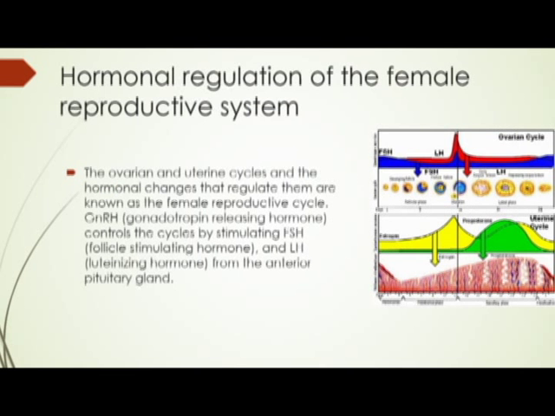Hormonal regulation of the female reproductive system. The ovarian and the uterine cycles and the hormonal changes that regulate them are known as the female reproductive cycle. GnRH, gonadotropin releasing hormone, controls the cycle by stimulating follicle-stimulating hormone and the luteinizing hormone from the anterior pituitary gland.